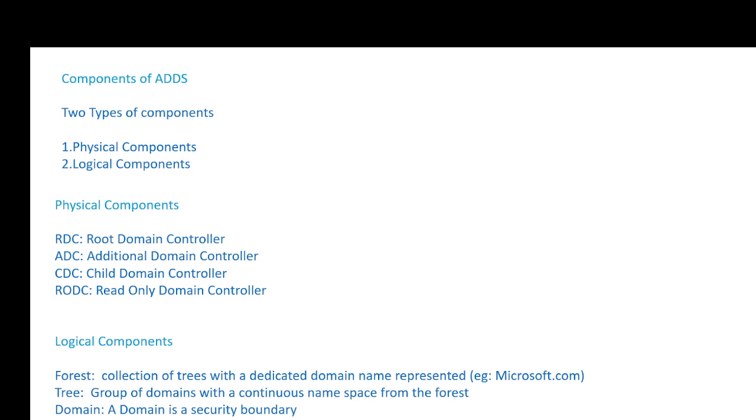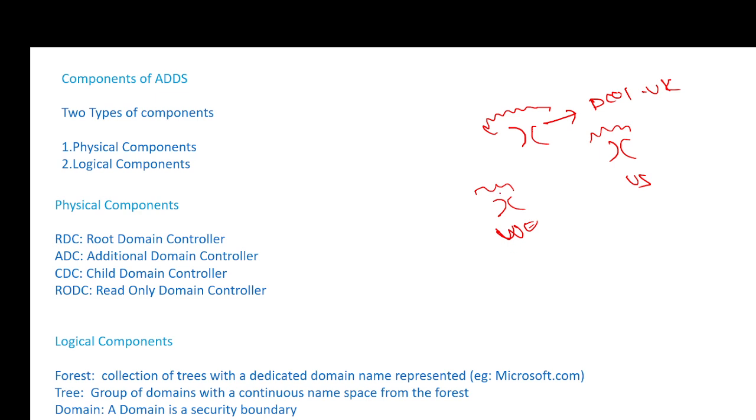A tree means a group of domains. Say for example, you have trees here. Maybe this tree is DC01, or DC01.UK. This is UK. This is US. This is Western Europe. Okay, so this is a domain. UK is a domain, US is a domain, Western Europe is a domain.